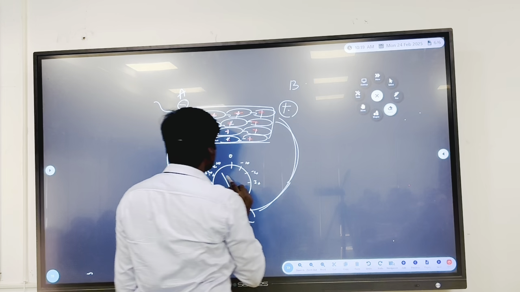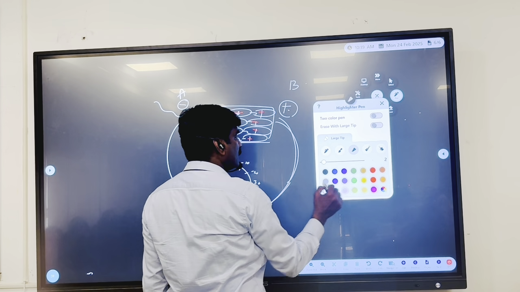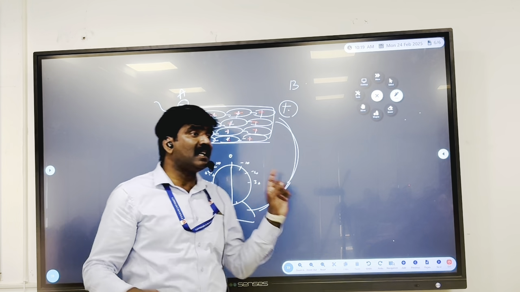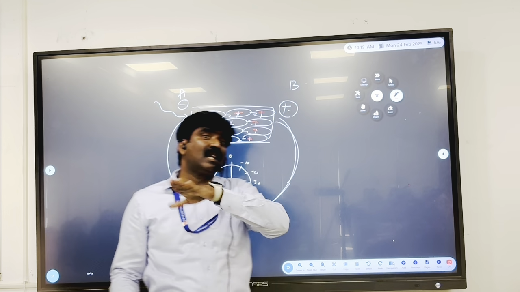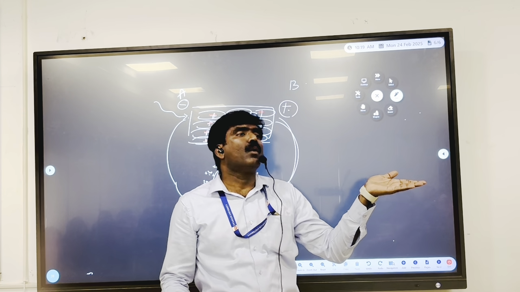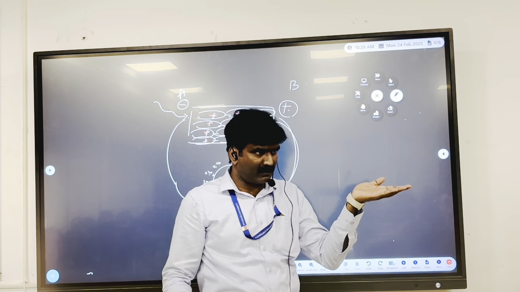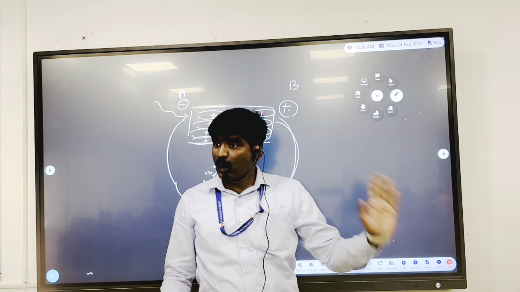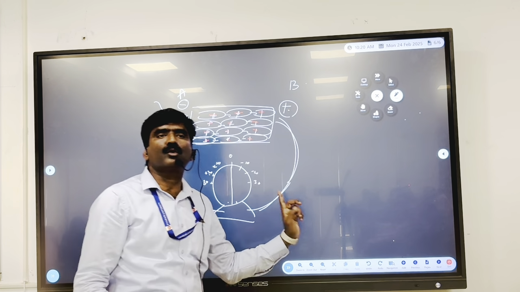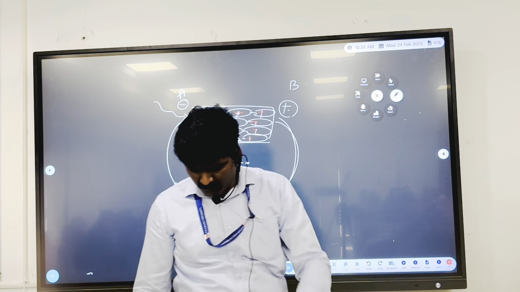Why? Because now it is completely depolarized. Previously it was completely, what? Previously it was completely negative. So no current is flowing. Now it is completely positive, depolarized. Again the needle will come back to zero. This is the third principle. Right?